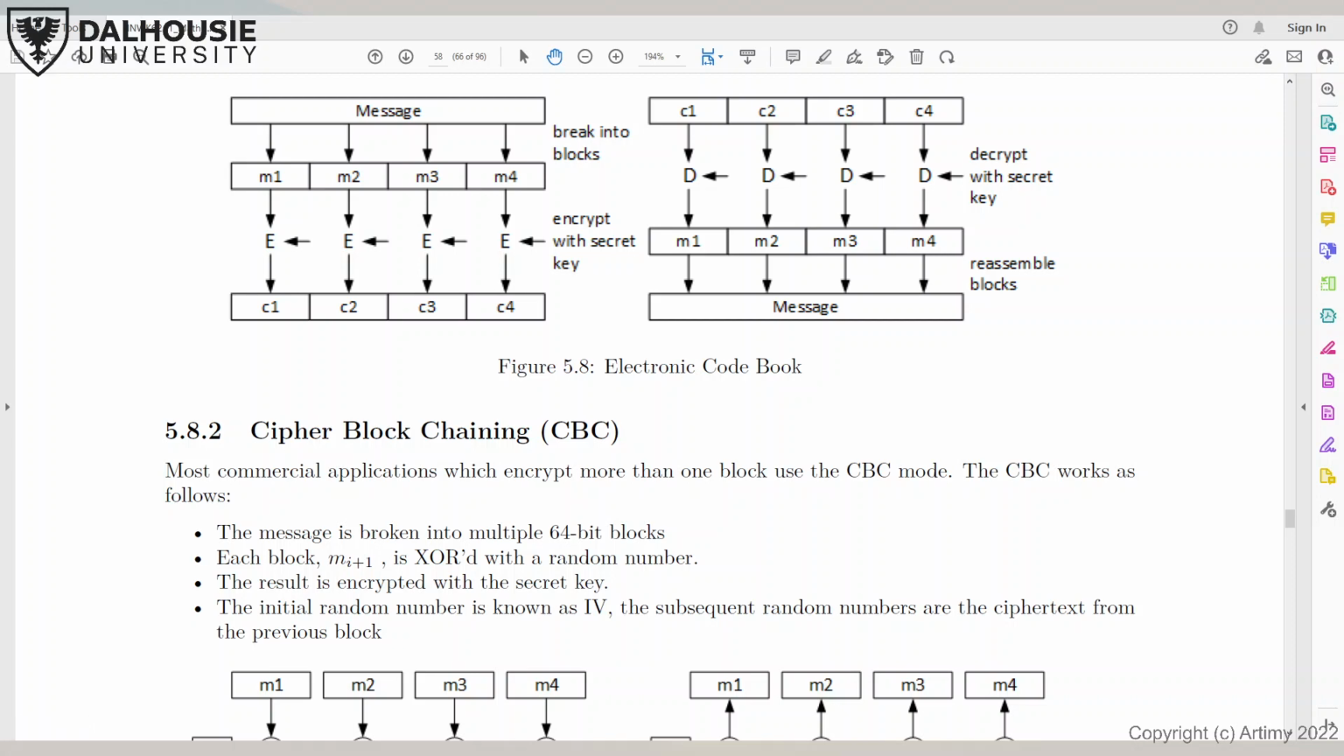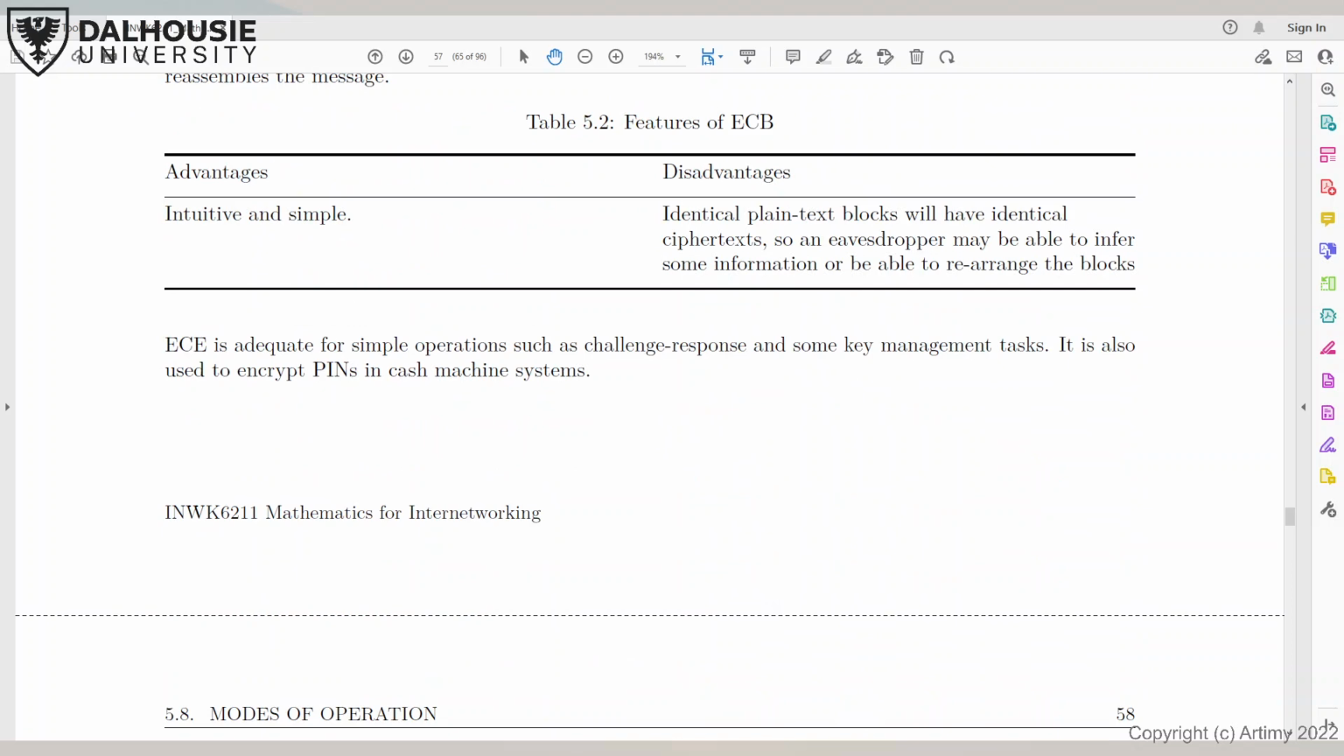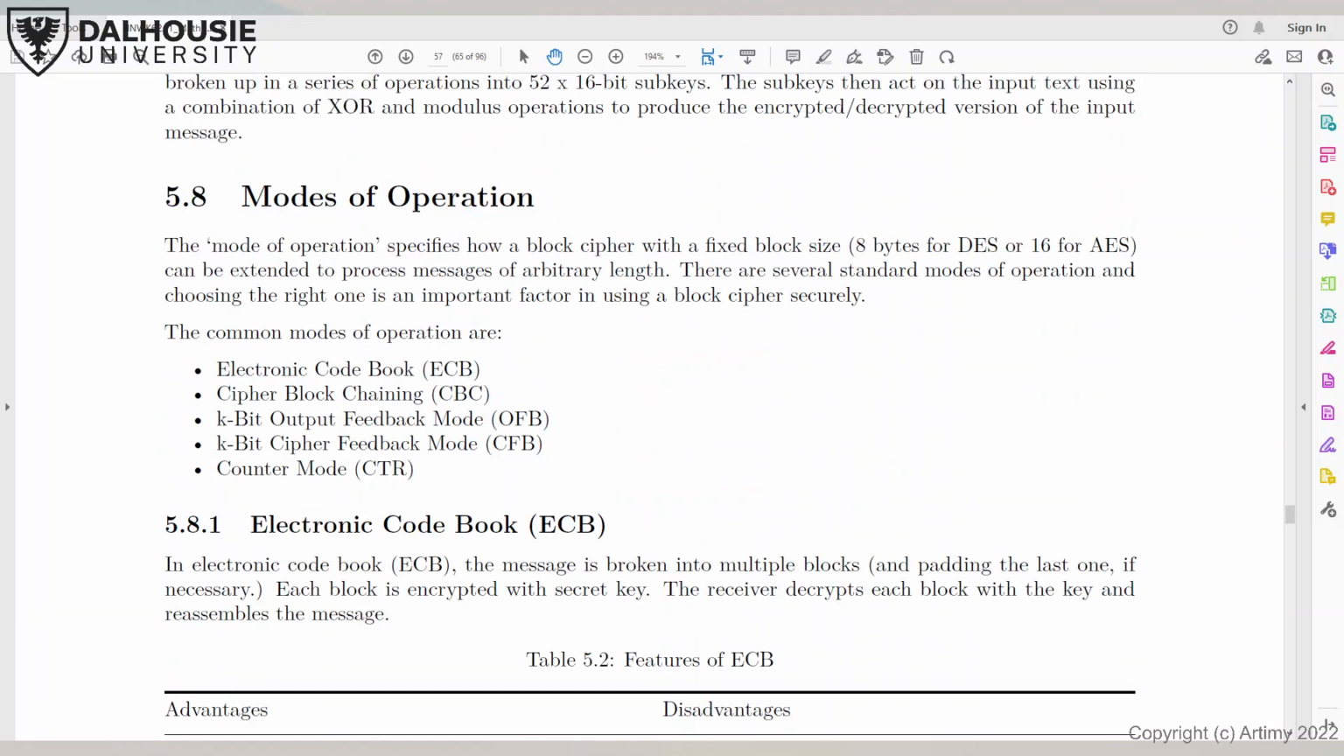So let's start with the simplest approach: take a big block of data, a big file, and chop it into smaller blocks, and apply encryption to each one of these blocks. This is what's called electronic code book. The whole idea of taking a big file and breaking it into small pieces and applying cryptography to each piece, we call these modes of operations. The first one is the simplest, the ECB.